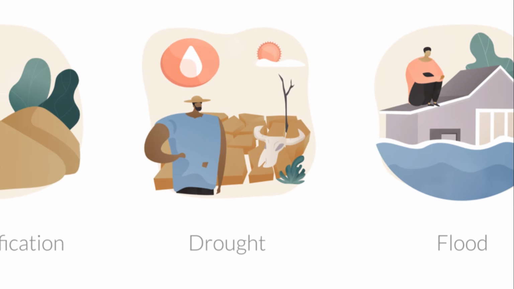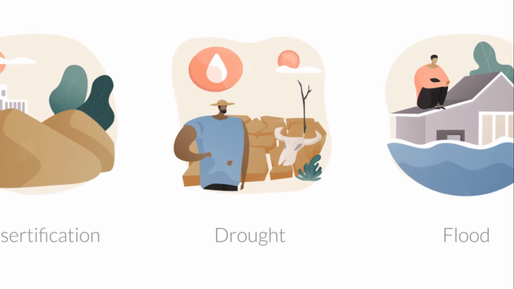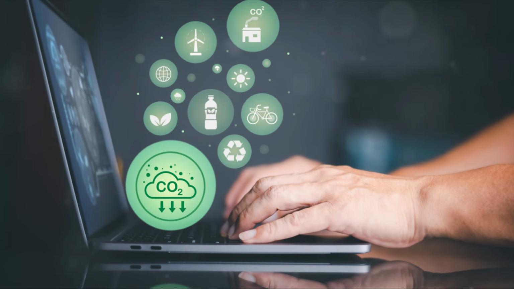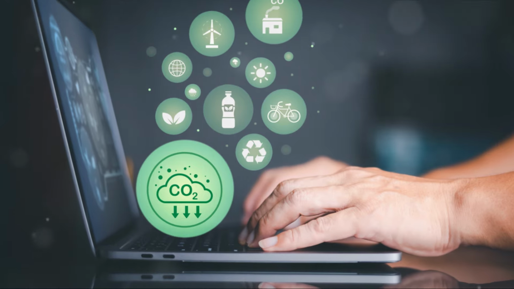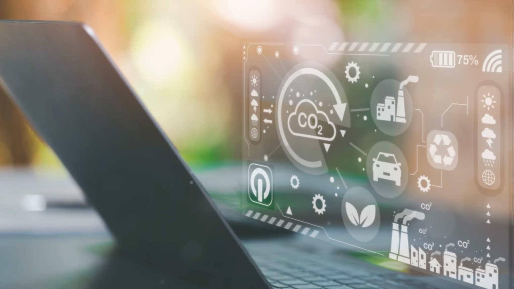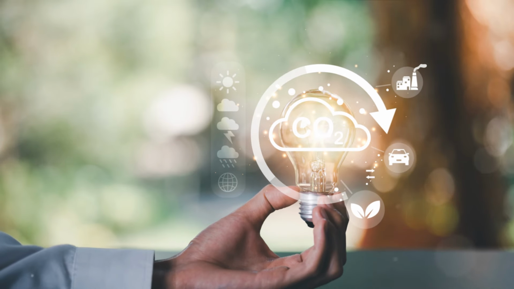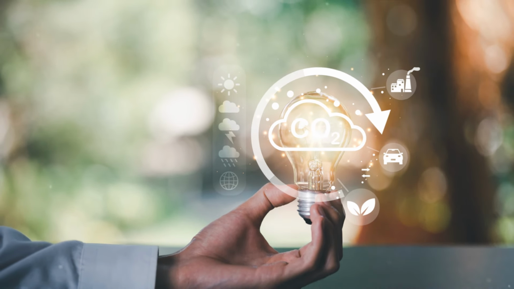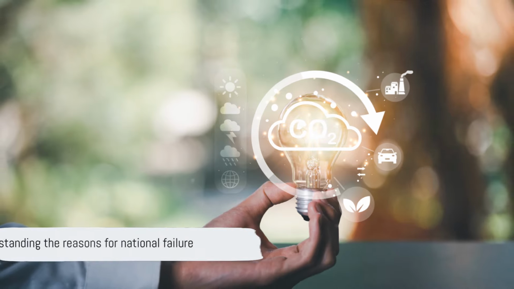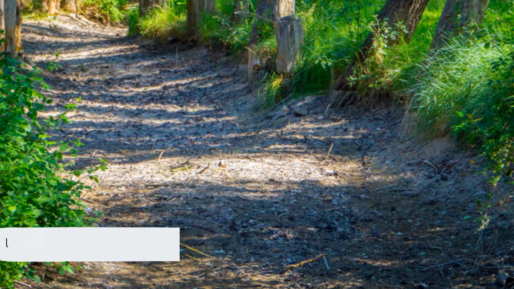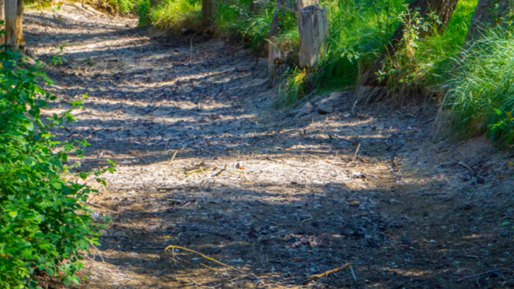In essence, the resource curse and environmental degradation are interlinked challenges that can trap nations in a cycle of poor governance, economic instability, and social conflict, undermining their long-term sustainability. So, as we've seen, there are many reasons why nations fail. But understanding these reasons is the first step towards finding solutions and breaking the cycle of failure.